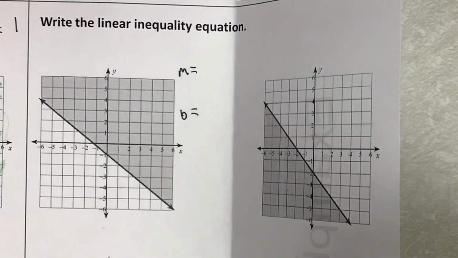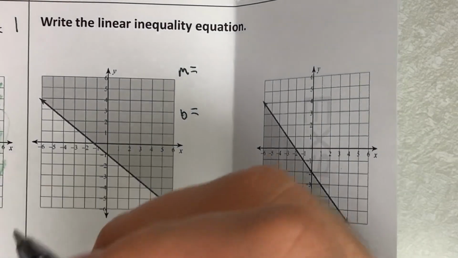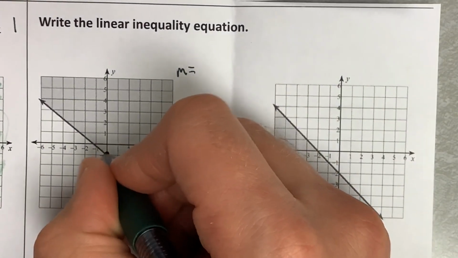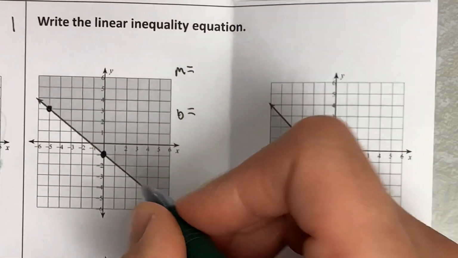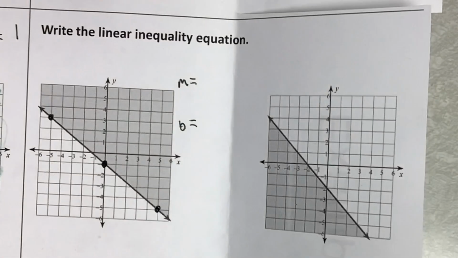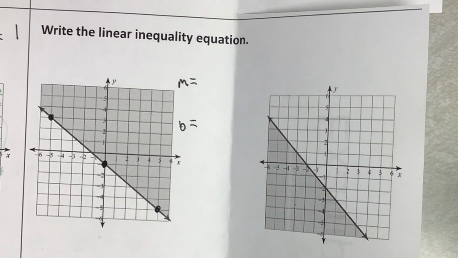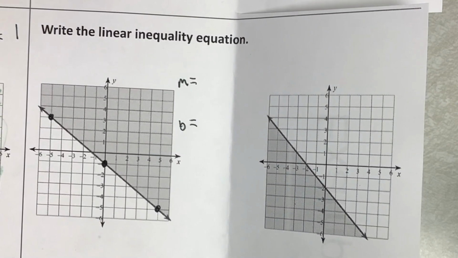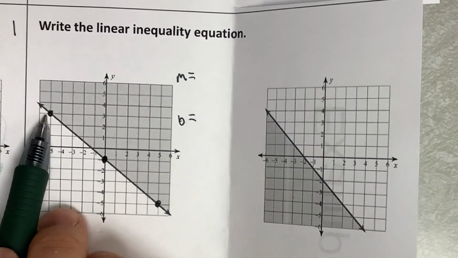And I need some dots on my line. So let's see here. I see a dot here, dot there, and I see a dot here. There we go. Now, again, we just need to count the slope between two dots. I'm gonna do the first two going from left to right.